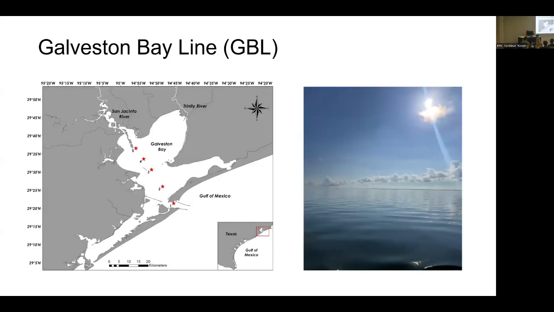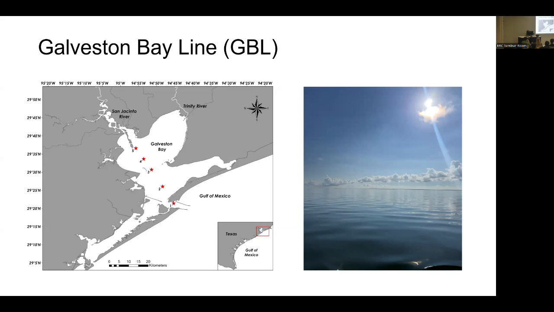Since September of 2022, we've been sampling zooplankton at 5 different sites in the bay along the Galveston Bay line that was established in the wake of Hurricane Harvey in 2017. This line follows along a known salinity gradient in the bay and is also adjacent to the Houston shipping channel, although not directly in the shipping channel. It's about 2 kilometers off the shipping channel.